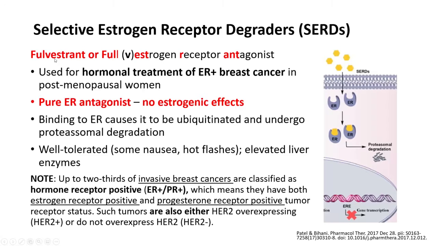But fulvestrant is a pure antagonist, so it has no estrogenic effects. It binds to the ER and causes degradation, like we see here. It binds to the estrogen receptor and degrades it. It is well tolerated, but can promote elevated liver enzymes.